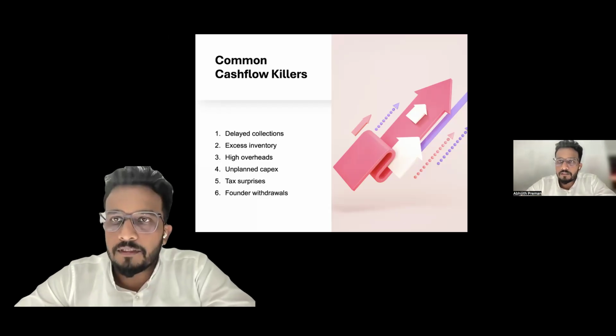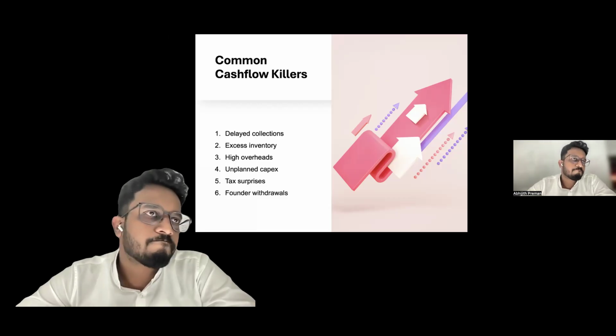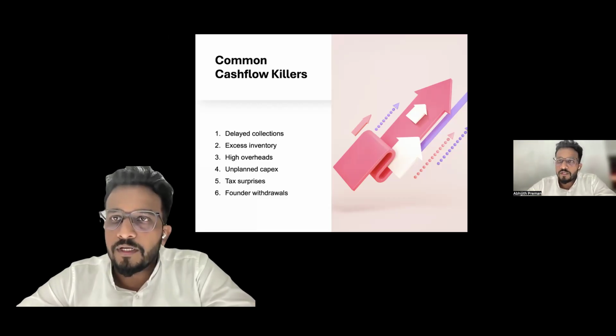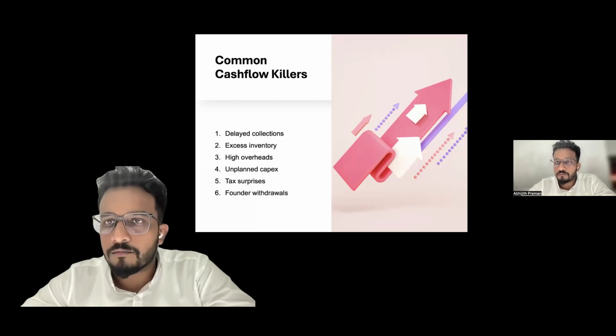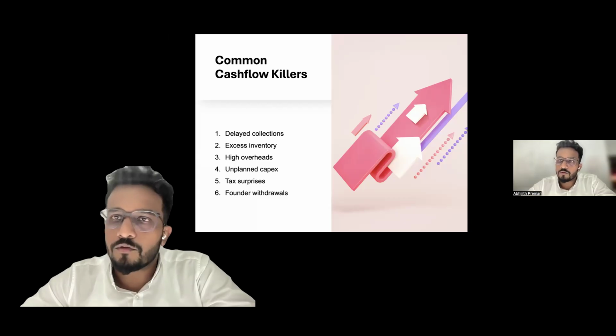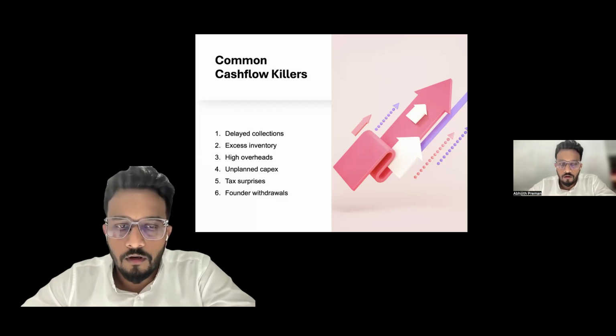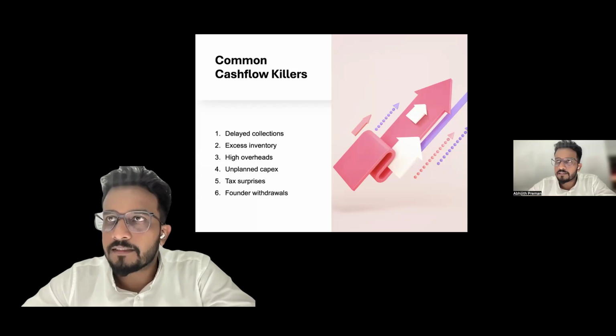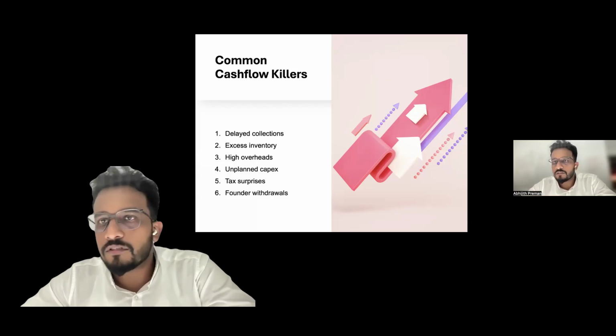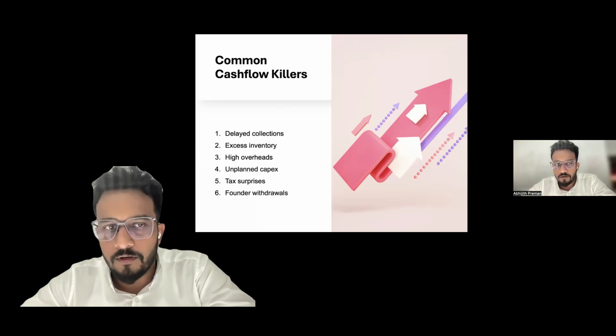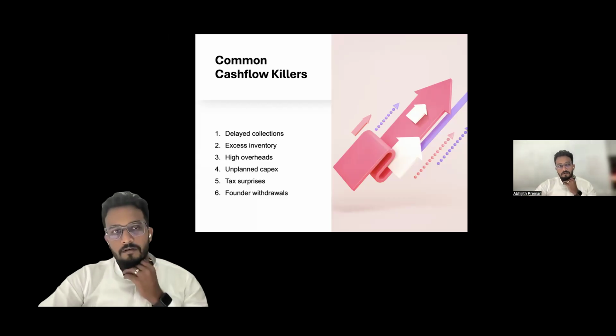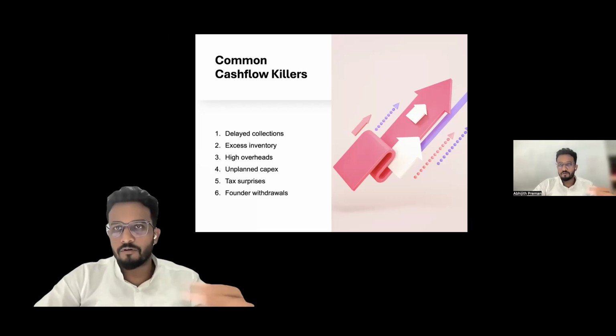Then unplanned capex. For example, all of a sudden, you need to buy some asset, some air conditioner or something, because you know that it is going to be summer, whatever month it may be. So you would be requiring an AC. You should be planning such things well in advance. When you are not planning and it is very hot in your office and employees are not able to work properly, you need to buy an AC now, but you don't have cash. Such things can also happen. So unplanned capex is another cash flow killer.